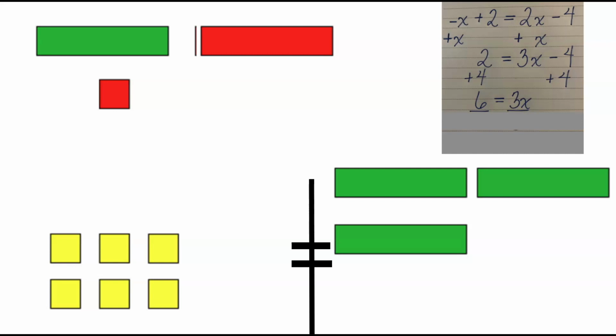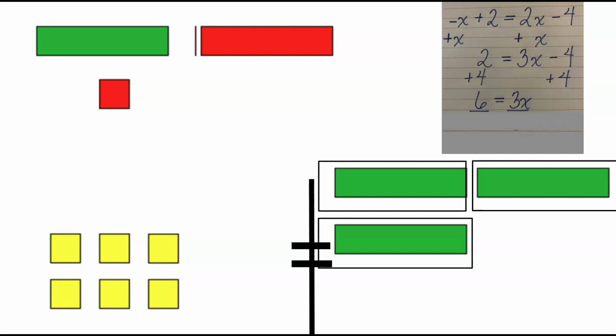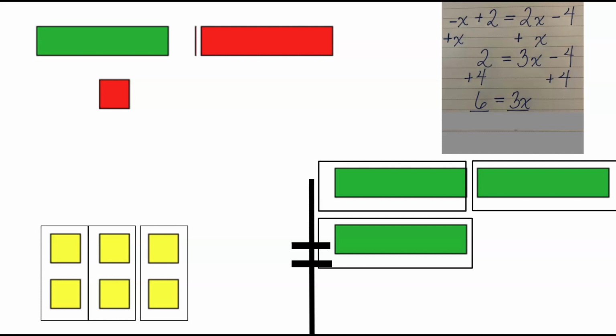Here I can now divide both sides into 3 equal groups. So I've divided the right-hand side into 3 equal groups and the left-hand side into 3 equal groups. And on each side, so now 1x, I can pair it up with what is on the left. So a positive 1x is equal to a positive 2.